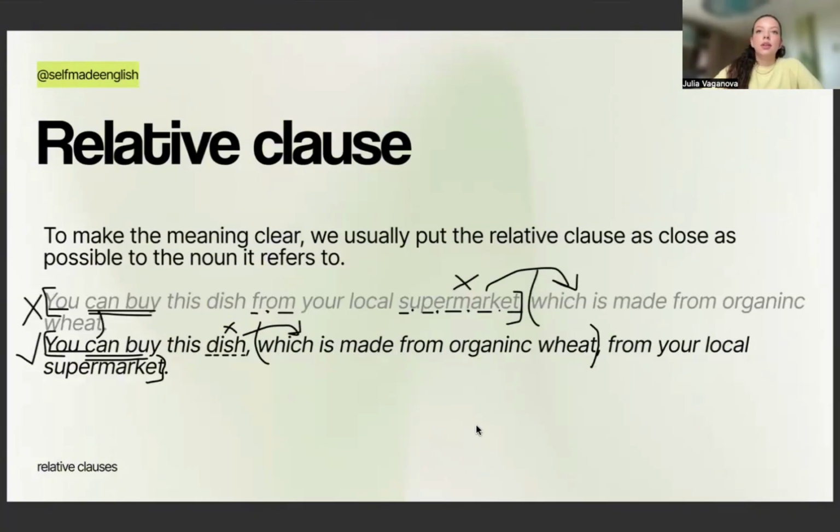Then, to make the sentence clear, to avoid all the unnecessary interpretations, we usually put the relative clause as close as possible to the noun it refers to, the noun it depends on. Let us have a look. You can buy this dish which is made from organic wheat from your local supermarket, right? If you have a look at the first sentence, the supermarket is going to be the main word in the sentence, and which is made from organic wheat is going to be dependent on the word supermarket, right? It's not the meaning that we wanted to put here. So we put the relative clause as close as possible to the noun it refers to.